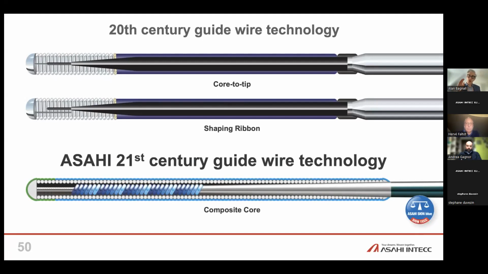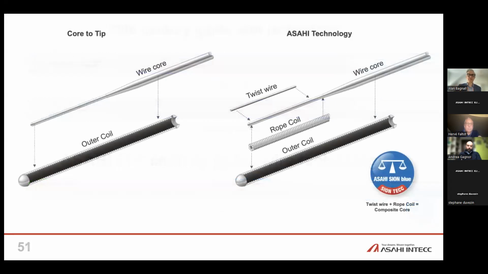They've got something called the composite core, which I've got an animation to show you in just a moment. And this is something that takes the technology that we've seen there from before, shaping ribbons, core to tip designs, but adds in other elements, which I shall show you in a second, to give you really fantastic steerability whilst maintaining flexibility and trackability. So you'll see on the picture on the right, the additional elements that come in. There's a twist wire, there's a rope coil wire, there's an outer coil.